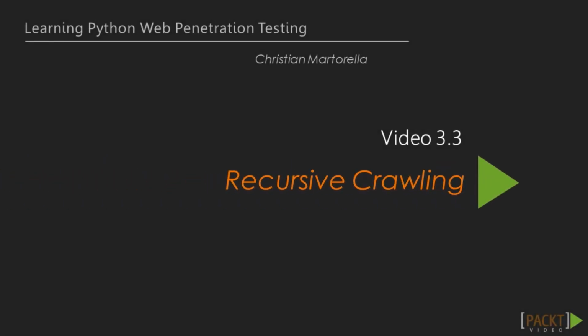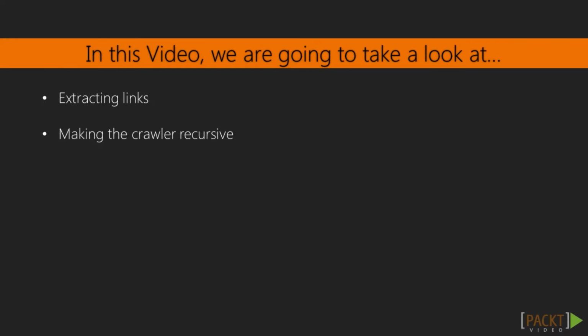In the previous video, we learned how to create a basic web application crawler. In this video, we will be adding recursion capabilities. We're going to start learning how to extract links, and then we're going to use them to make the crawler recursive. Now that we have created the basic structure of our crawler, let's add some functionality.